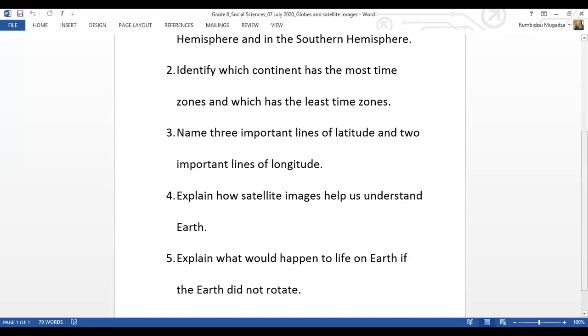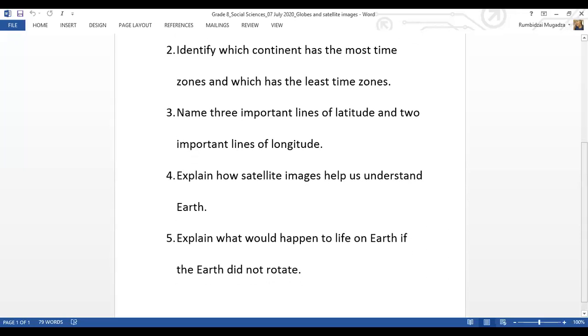Okay, Litla, I will go back. Let me finish with the homework. Question 5, explain what would happen to life on Earth if the Earth did not rotate. So that is your homework from number 1 to 5.